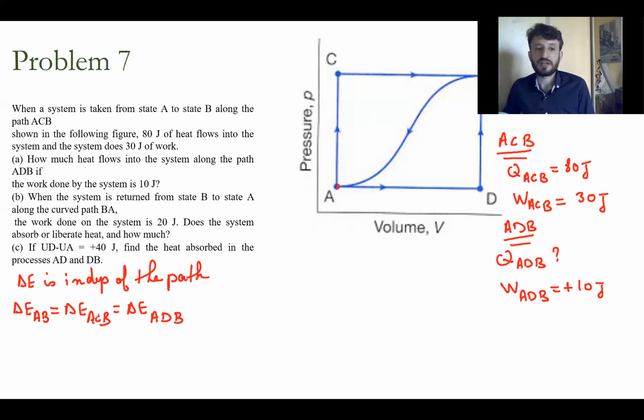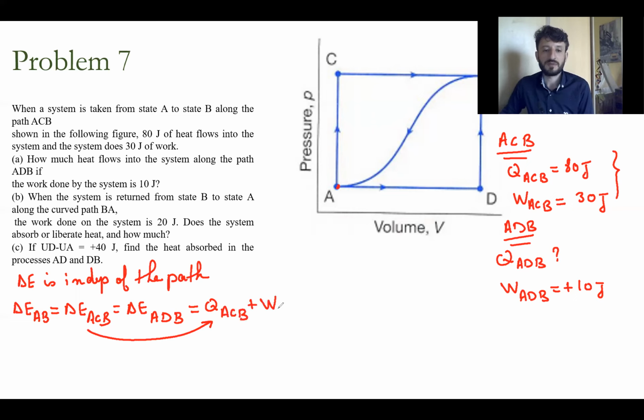We can calculate the value of delta E by using the path ACB. Delta E in general equals Q ACB minus W ACB, equals 80 minus 30. So we have 50 joule. So delta E AB equals 50 joule.